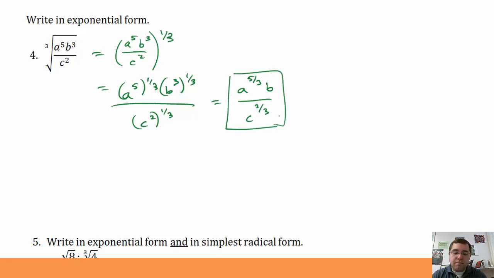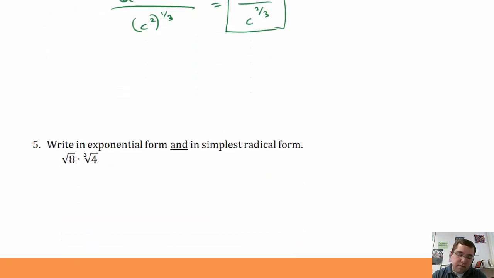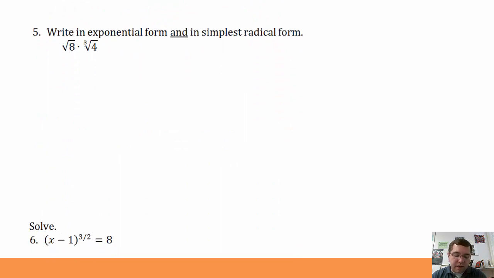We'll stop there. Number 5. Write in exponential form and in simplest radical form. So I've got square root of 8 times the cube root of 4. Well, square root of 8, I know, is 8 to the 1/2 power. The cube root of 4 is 4 to the 1/3 power. Alright, well, I can only combine those if the bases are the same, and right now they're not the same. 8 and 4 are not the same numbers.